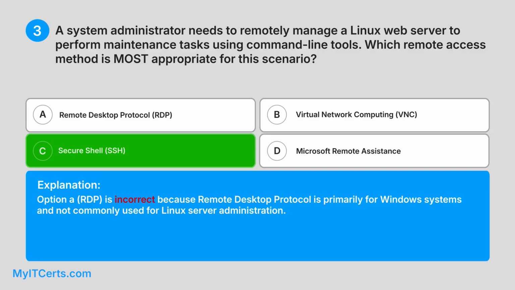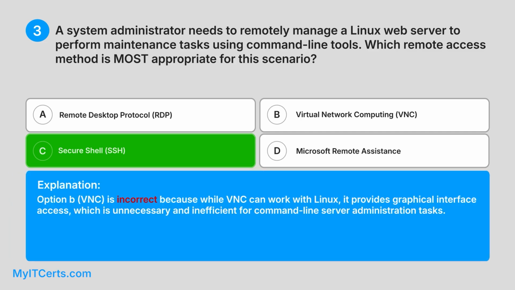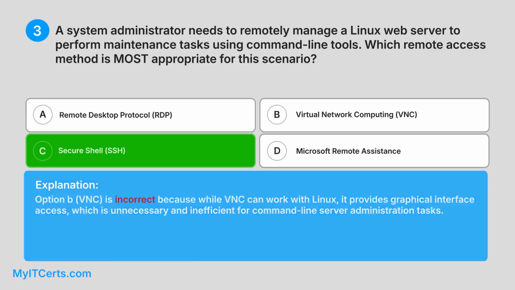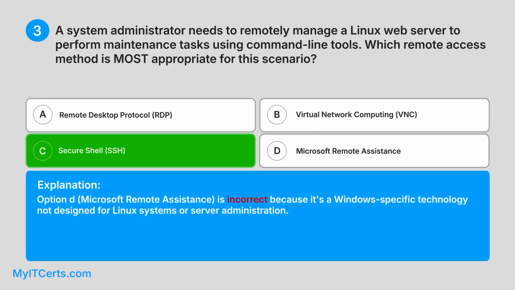Option A, Remote Desktop Protocol, RDP, is incorrect because Remote Desktop Protocol is primarily for Windows systems and not commonly used for Linux server administration. Option B, Virtual Network Computing, VNC, is incorrect because while VNC can work with Linux, it provides graphical interface access, which is unnecessary and inefficient for command-line server administration tasks. Option D, Microsoft Remote Assistance, is incorrect because it's a Windows-specific technology not designed for Linux systems or server administration.